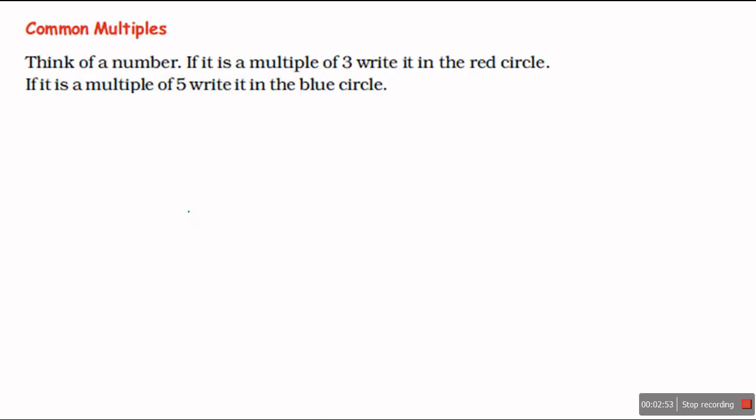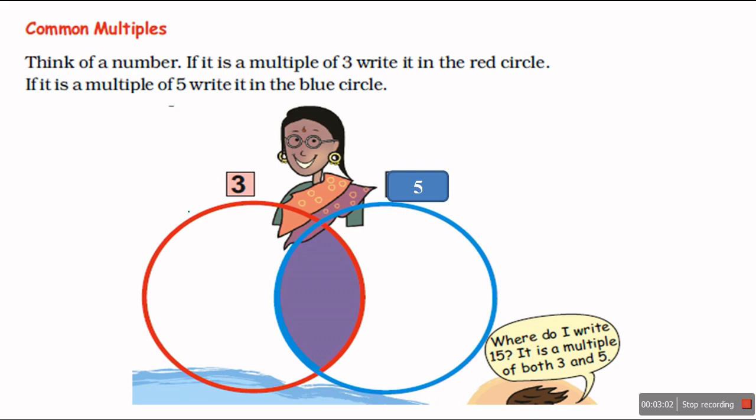Common multiples. Think of a number. If it is a multiple of 3, write it in the red circle, and if it is a multiple of 5, write it in the blue circle. Multiples of 3 in the red circle and 5 in the blue circle. So 6 is a multiple of 3, 9 is a multiple of 3, 10 is a multiple of 5, 15 is a multiple of both. So we will write it here in the common circle, in this purple portion.